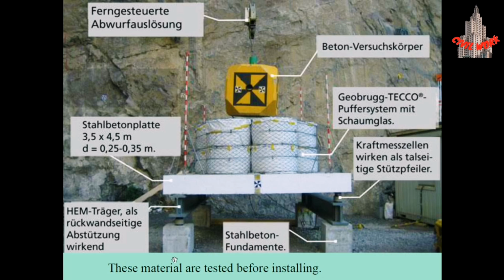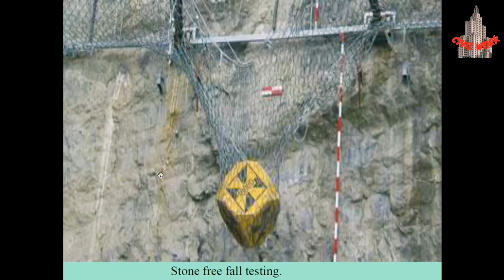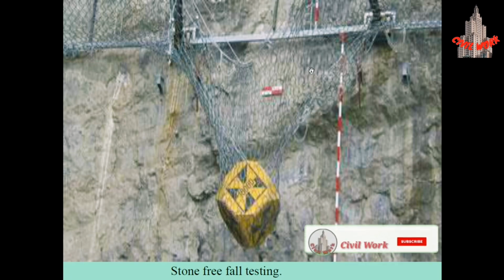We also test. These are the testing materials before the wire mesh is installed. This is a stone and there we have a wire mesh, and we checked whether our wire mesh is capable enough to hold this rock like this. It means that this wire mesh is capable enough to hold a rock or boulder like this. Stone free fall testing.